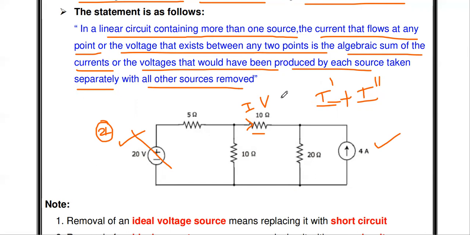To calculate the total current I flowing through this 10 ohm resistor, in the superposition theorem first you activate only one source. The first time you activate this source and deactivate the other. The second time you activate the other source and deactivate this one. So you find the currents separately. Then the algebraic sum of these two currents is the actual total current flowing through this 10 ohm resistor. This principle is called the superposition theorem.